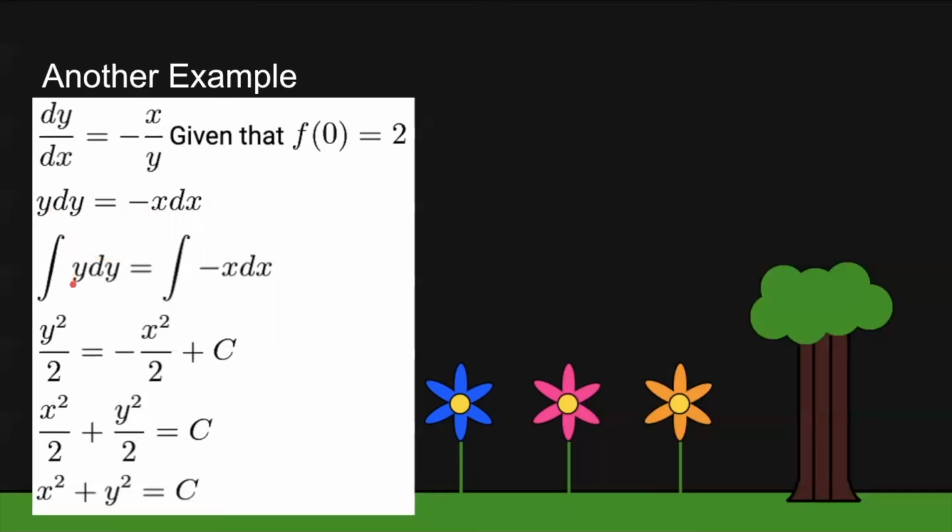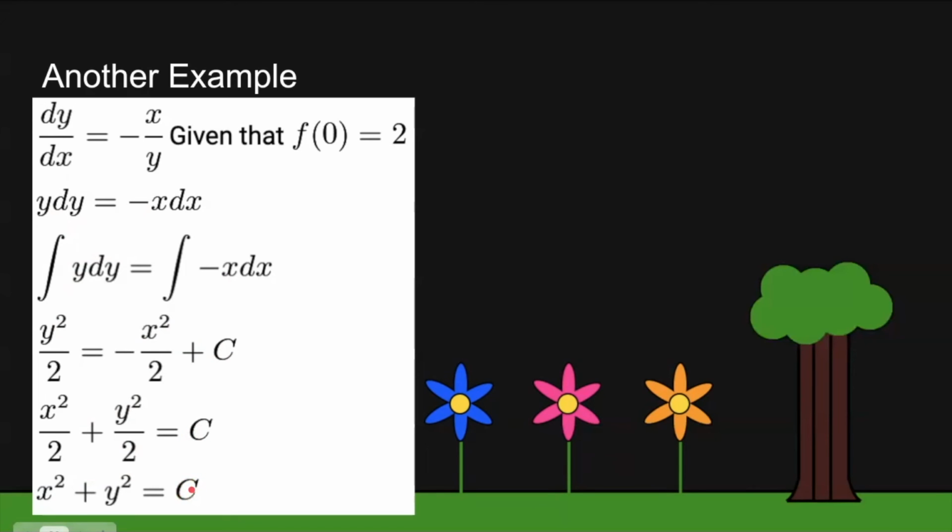So the left side becomes y squared over 2, right side becomes negative x squared over 2 plus c. Remember, we only need a constant on one side. All right, adding x squared over 2 on both sides and multiplying by 2. So on the right side, you should have 2 times c, but 2 times an arbitrary constant is still an arbitrary constant, so we can just leave it as c.